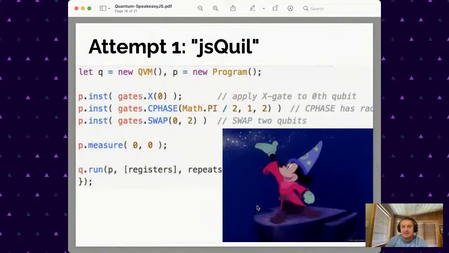The first attempt that I did to work in this space was Rigetti Computing, which is a startup that has a Python library. I sort of cribbed off of their Python library to make a JavaScript library called JS Quill. So they have PyQuill and mine is JS Quill.